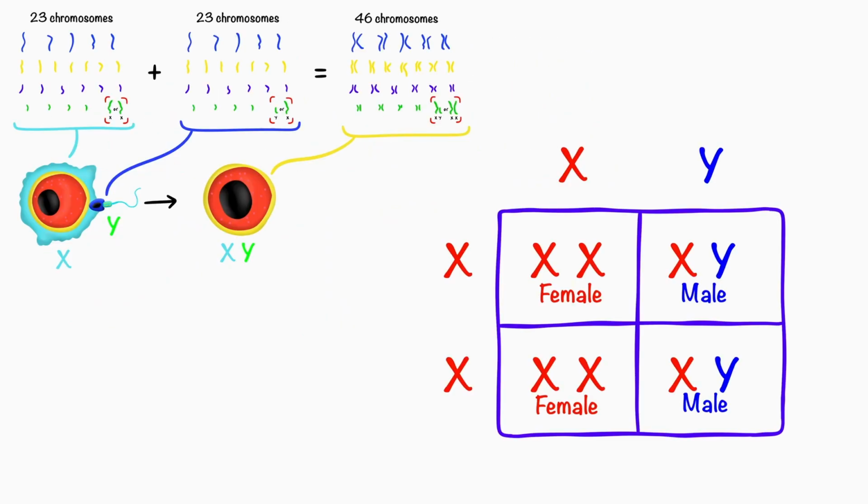We can use genetic diagrams to illustrate this process by creating a simple Punnett square with the mother's possible gametes along one side and the father's possible gametes along the top. We can see all possible combinations. The resulting square shows two XX outcomes and two XY outcomes, demonstrating that there's an equal probability, 50-50, of having a boy or girl in each pregnancy.